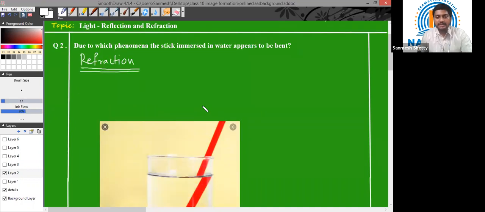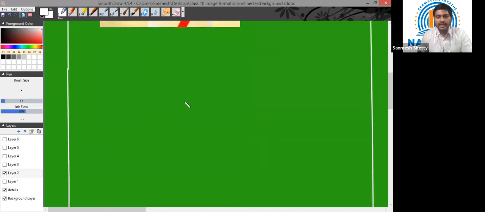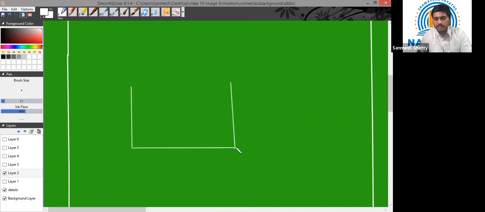Now, let us try to understand how refraction creates a bent image of a pencil when it is immersed in the water. Let us take a container and it is filled with water till this level. Now I immerse a pencil inside this container. So this is my pencil.